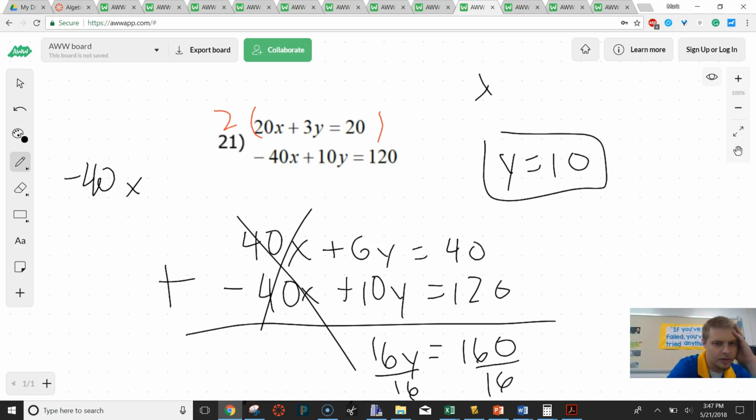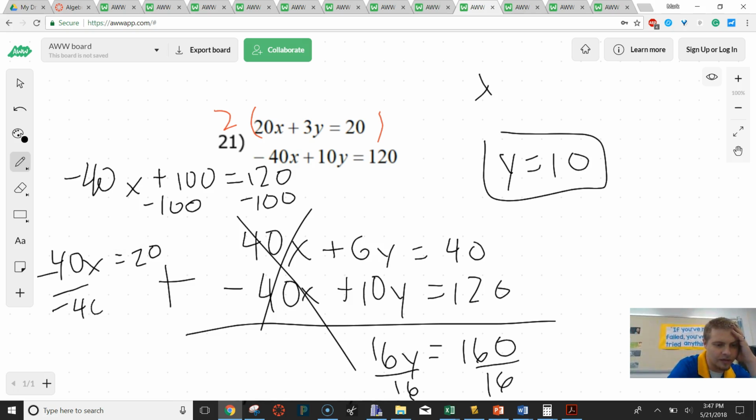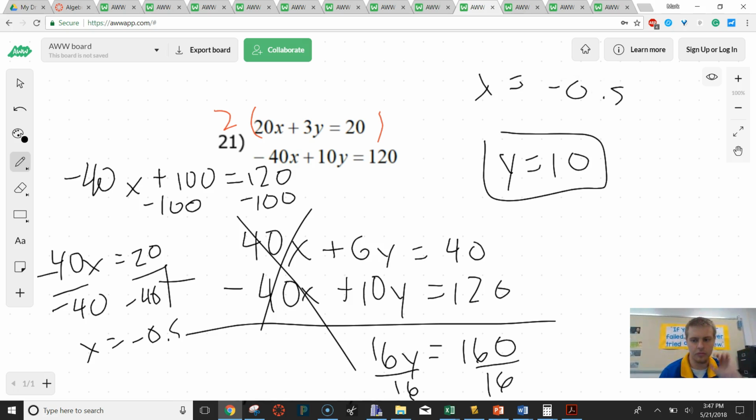So it'd be 40x plus 100, because 10 times 10 is 100, equals 120. I would then minus 100 from both sides and get negative 40x equals 20. Then I divide by negative 40, divide by negative 40, and we get x is equal to negative 0.5. So that would be my answer. Try the next one.